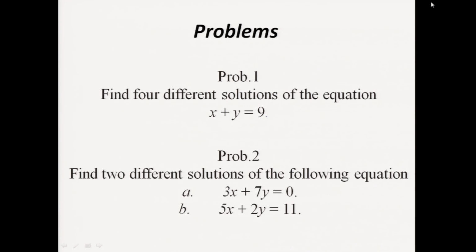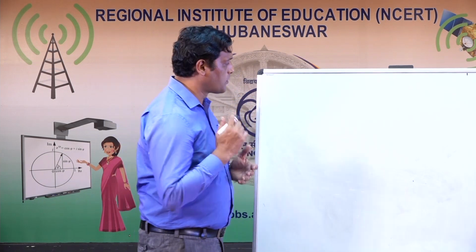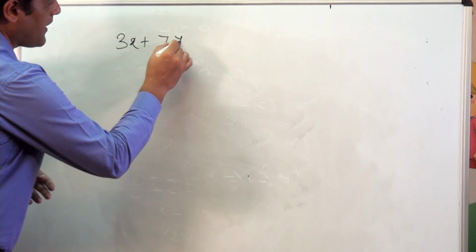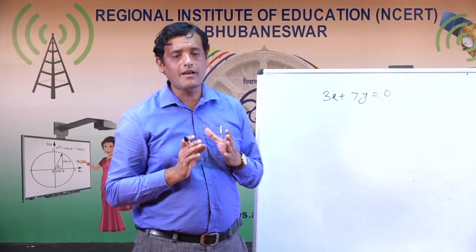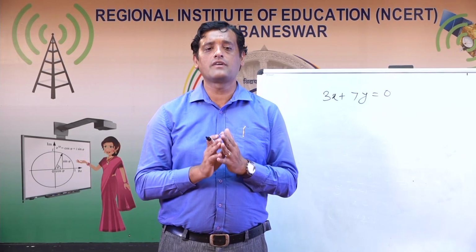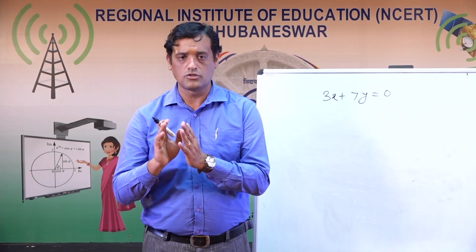There are 2 parts of this problem we are keeping here. Find 2 different solutions of the following equations. Part A is 3x plus 7y equal to 0, and the other one is 5x plus 2y equal to 11. So children, let us start with part A, and then you also try this problem in your notebook. So what is our problem? 3x plus 7y equal to 0. Now our right hand side is 0. So our x and y should be in such a way that your answer must be 0.